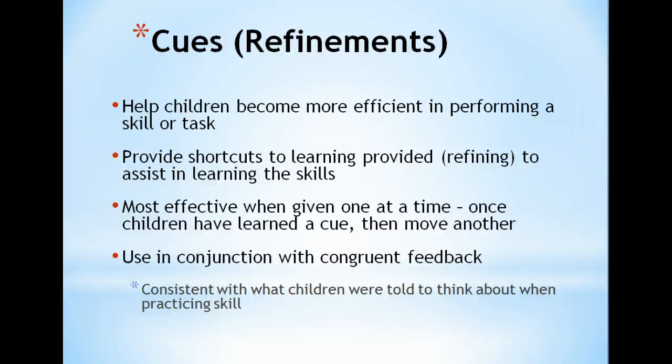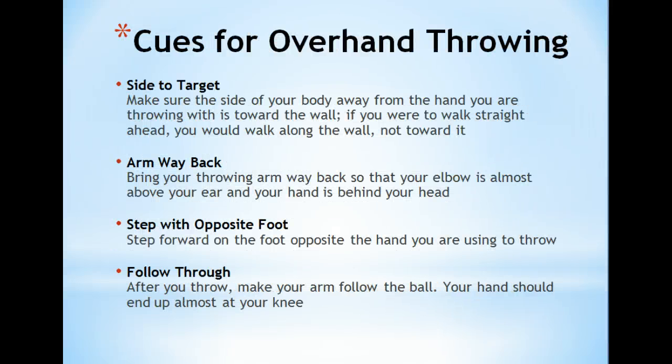You always use cues in conjunction with congruent feedback. In other words, when you give them a cue, you always want to give them feedback about that cue. If the cue is something to do with how they hit a ball with their foot, you don't want to be giving them feedback about what their hand and arm position is. Always be careful of giving too much information to the students.